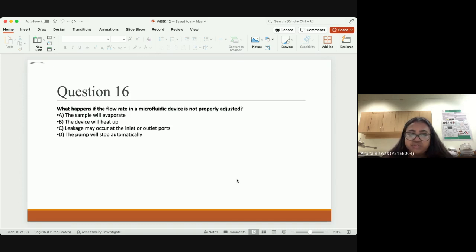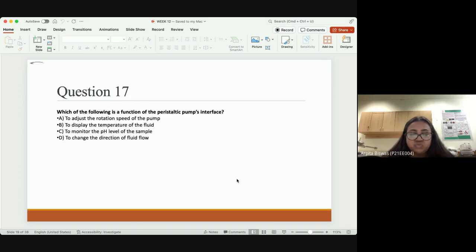So the right option is leakage may occur at the inlet or outlet port. So next, move to question number 17. Which of the following is a function of the peristaltic pump interface? First, to adjust the rotation speed of the pump. Second, to display the temperature of the fluid. Third, to monitor the pH level of the sample. And option D is to change the direction of the fluid flow.